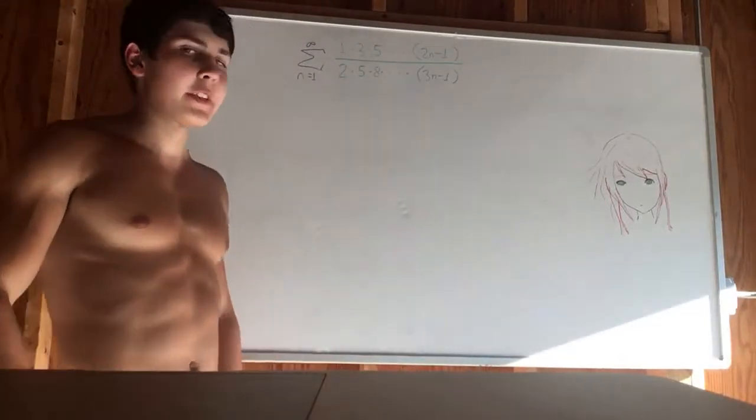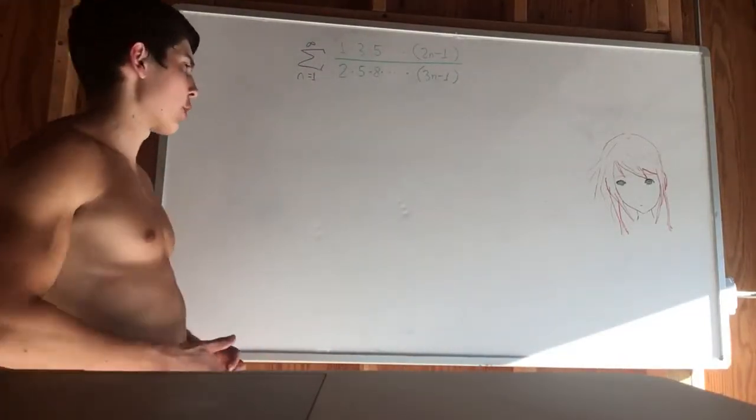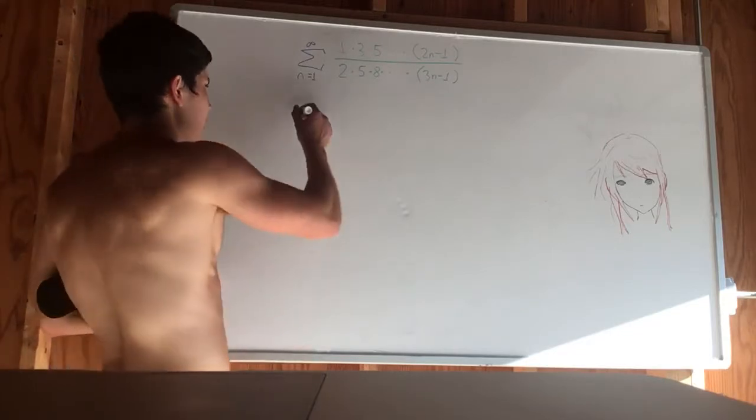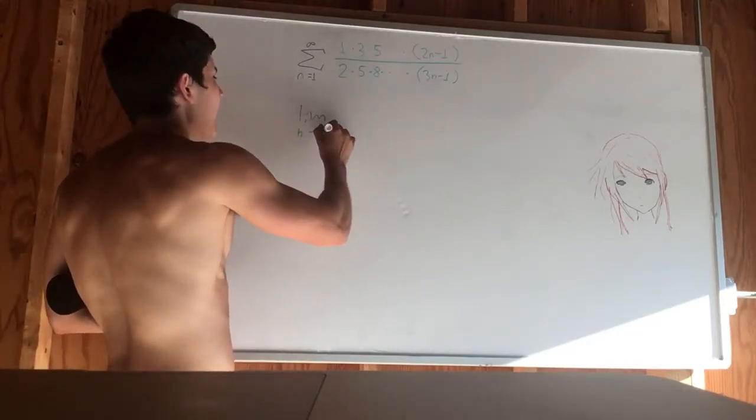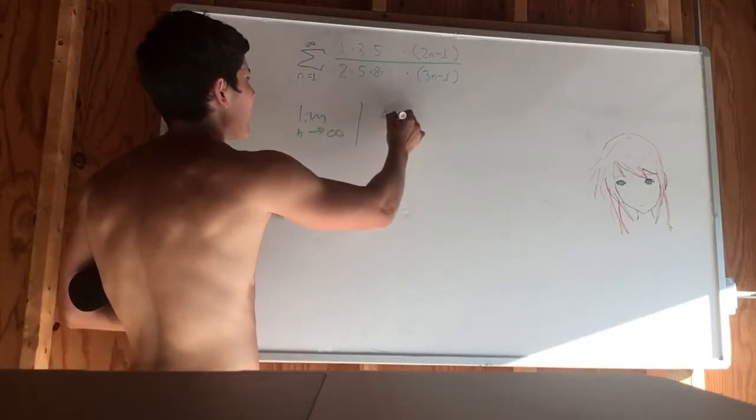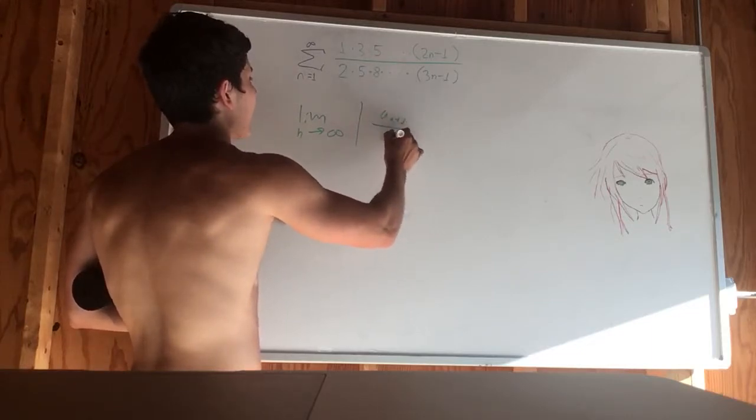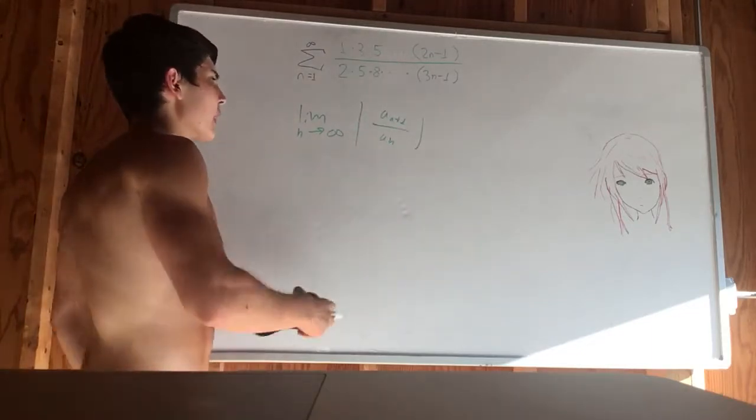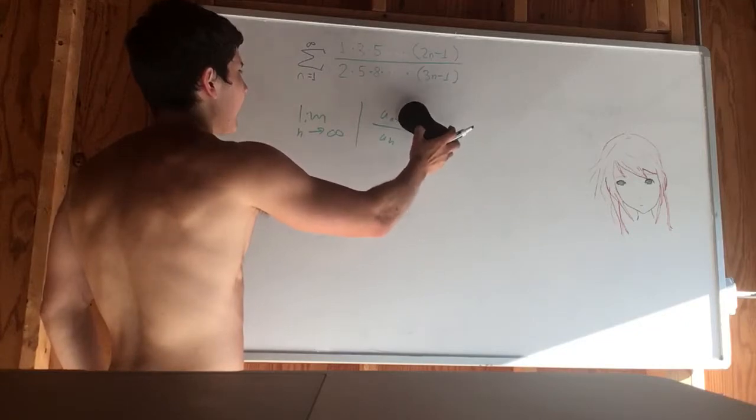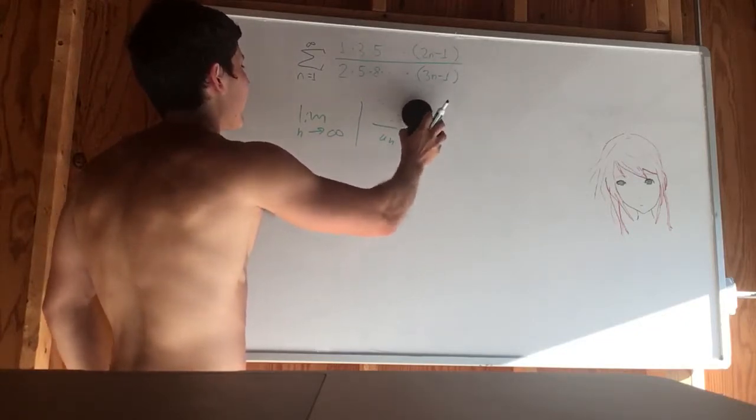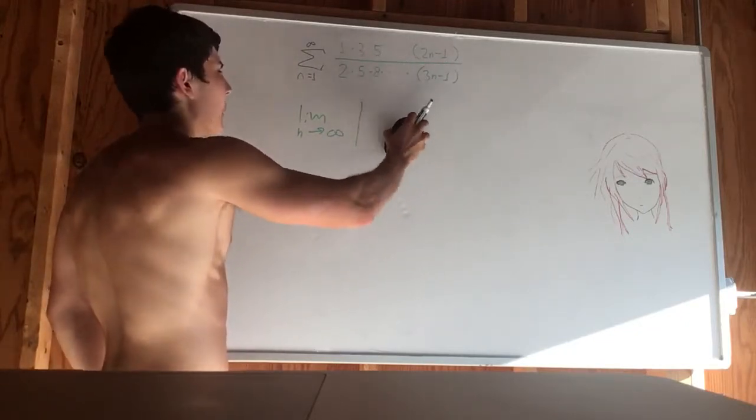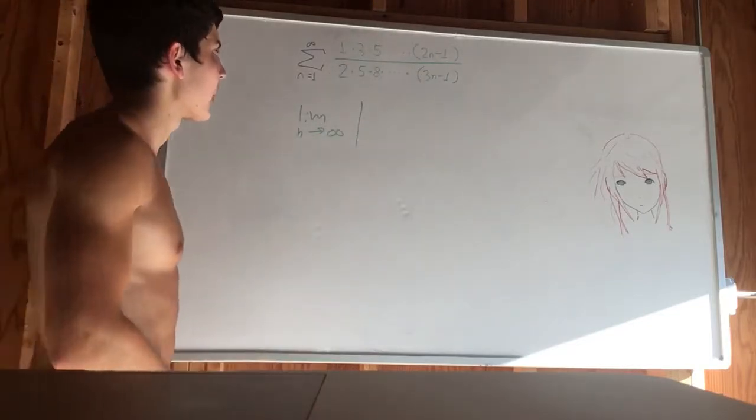We want to find out if this series converges or diverges, so I'm going to use the ratio test. With the ratio test, we take the limit as n approaches infinity of the absolute value of a sub n plus 1 over a sub n. So what we're going to do here is plug in n plus 1 for all n's in that numerator, and then multiply by the reciprocal of this.